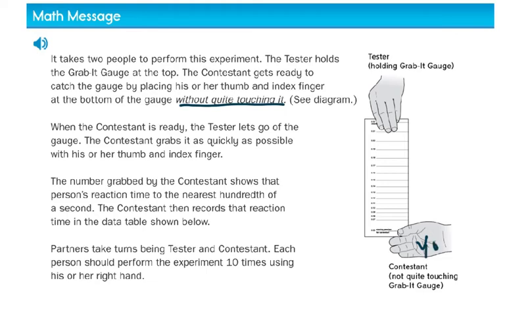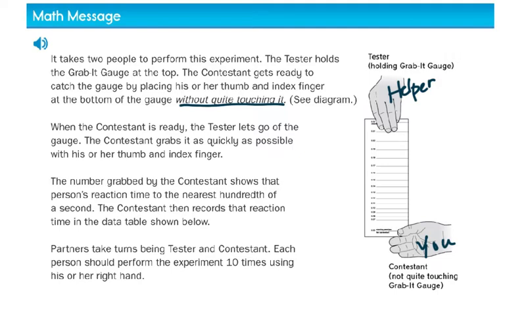Okay, this is you. This is your helper. This is mom, dad, older brother, sister. So your fingers, the paper is in between, but you're not touching it. When the contestant, you, is ready, the tester, your helper, lets go of the gauge. The contestant grabs it as quickly as possible with his or her thumb and index finger. The number grabbed by the contestant, you, shows the person's reaction time to the nearest hundredth of a second. The contestant then records that reaction time in the data table shown below. Partners take turns being tester and contestant, so you can have your helper try it as well.